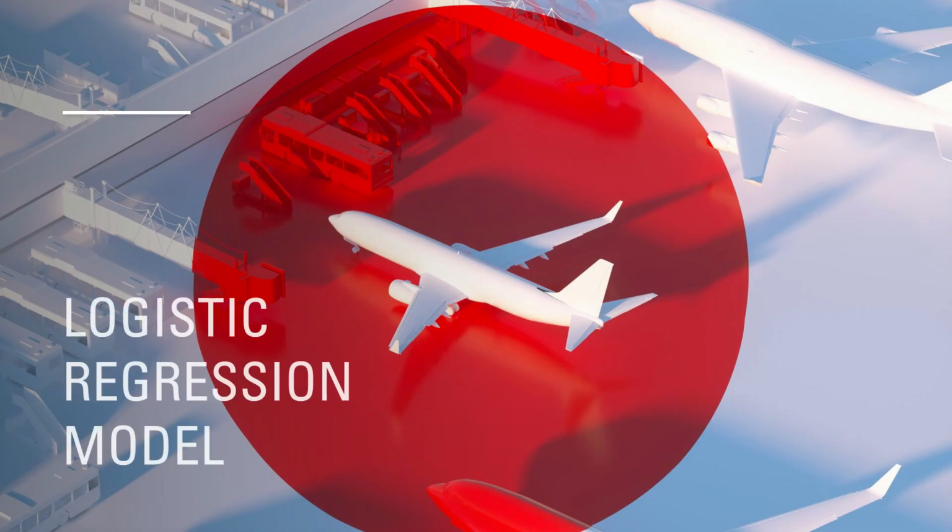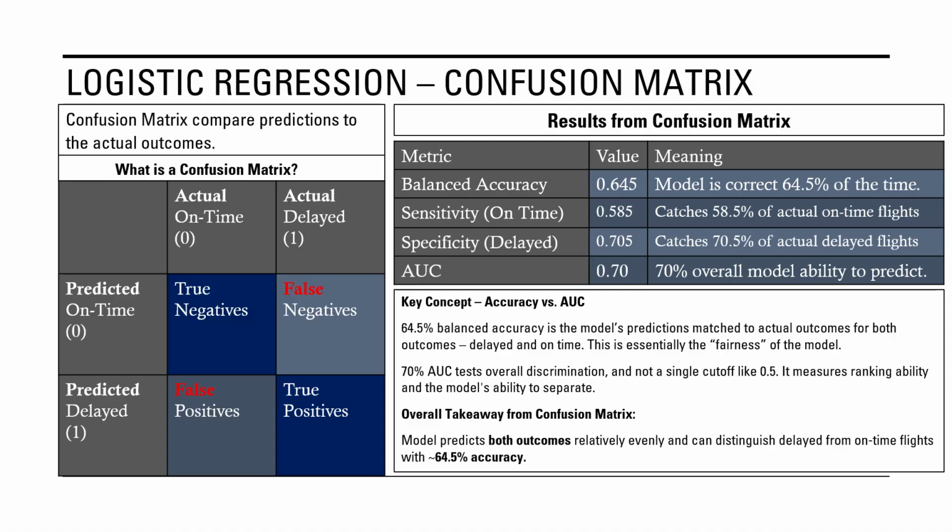Alright, so going into our logistic regression model, looking over our confusion matrix, we can see how the model performed. We found the model is correct 64.5% of the time. Our model catches 58.5% of actual on-time flights and catches 70.5% of actual delayed flights. And we found our model has a 70% overall ability to predict. It is important to note that it looks like our model is better at predicting actual delayed flights versus on-time flights by quite a bit.